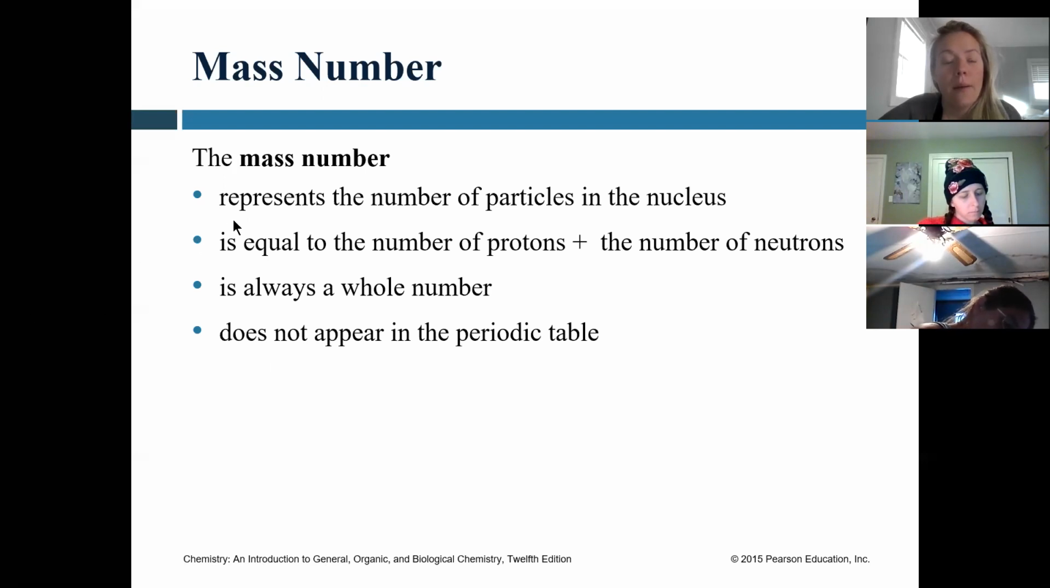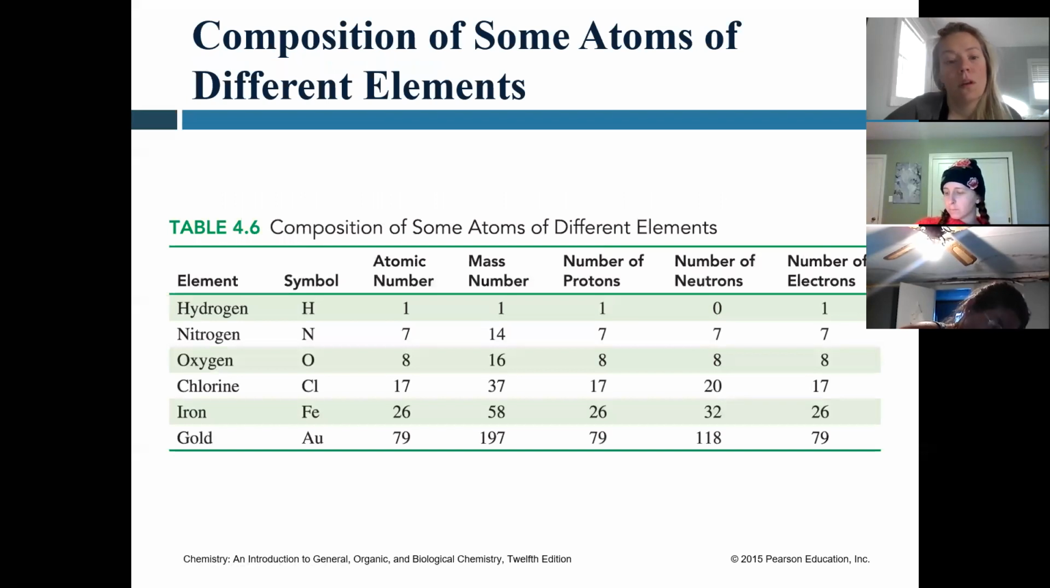So do we see electrons anywhere in this equation? No, we don't include electrons for the mass. All right, so hydrogen, H, has an atomic number of 1. It has a mass number of 1 as well. So the whole mass weighs 1. Well, the number of protons is 1. That means the number of neutrons will be 0 because the mass number is protons plus neutrons. Number of electrons here would be 1.